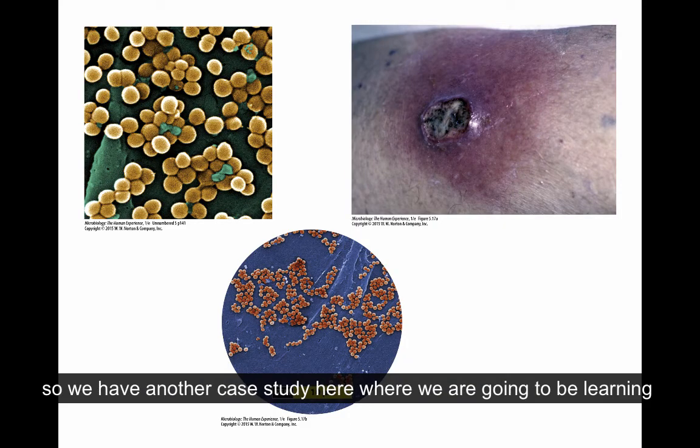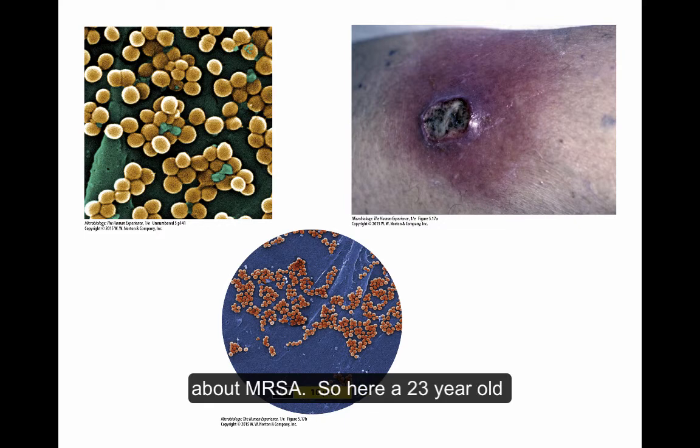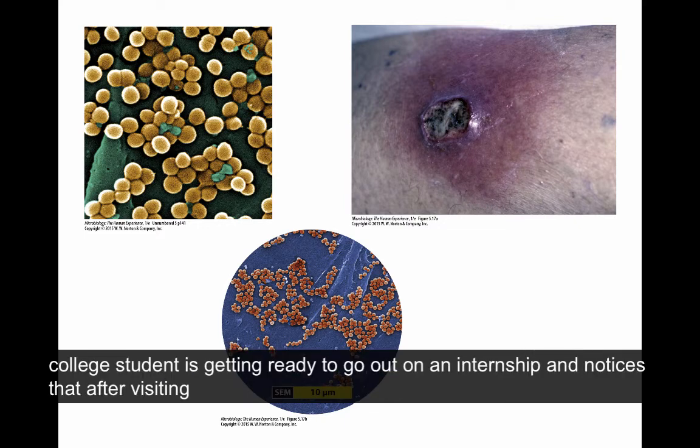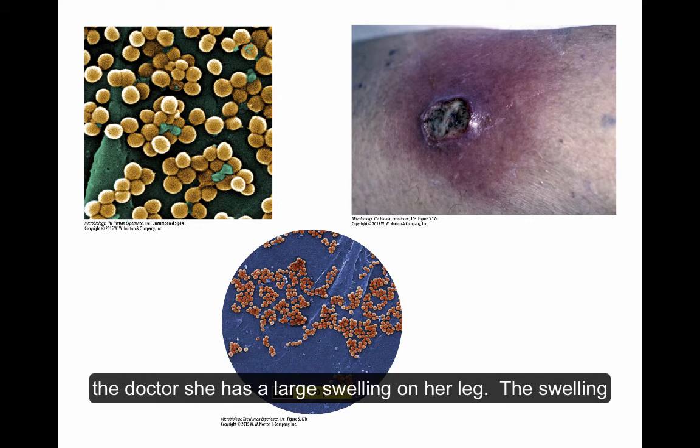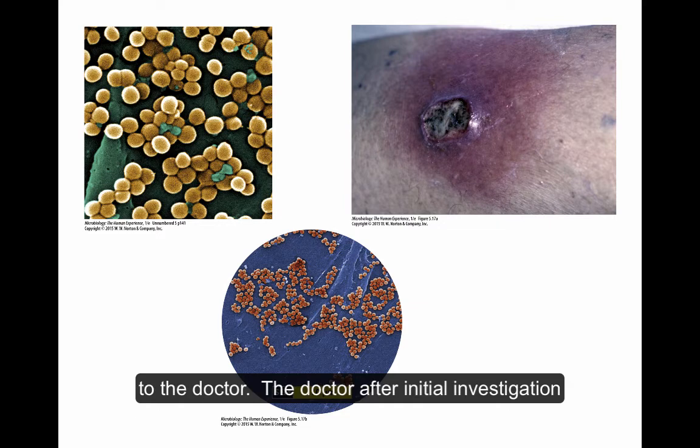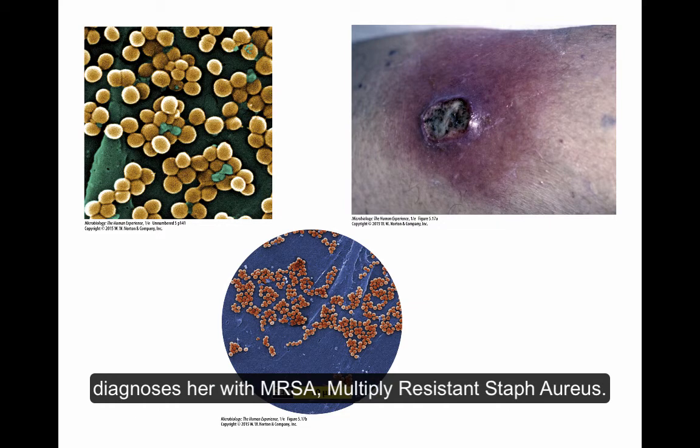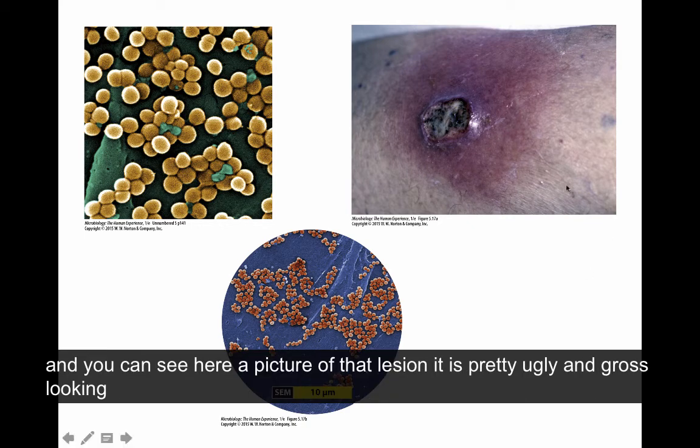Okay, so we have another case study here where we're going to be learning about MRSA. So here a 23-year-old college student is getting ready to go out on an internship and notices after visiting the doctor that she has a large swelling on her leg. The swelling eventually erupts and a large abscess occurs, and she goes to the doctor. The doctor, after initial investigation, diagnoses her with MRSA, multiply resistant Staph aureus. And you can see here a picture of that lesion.